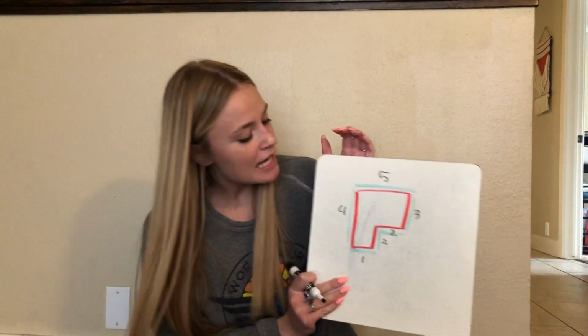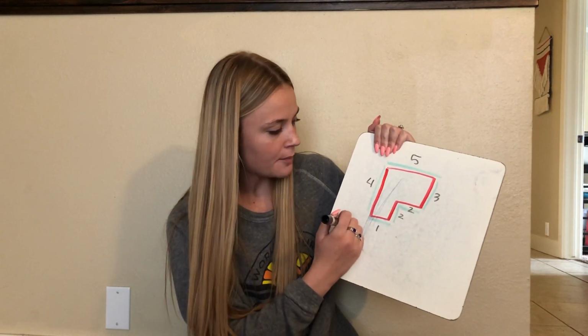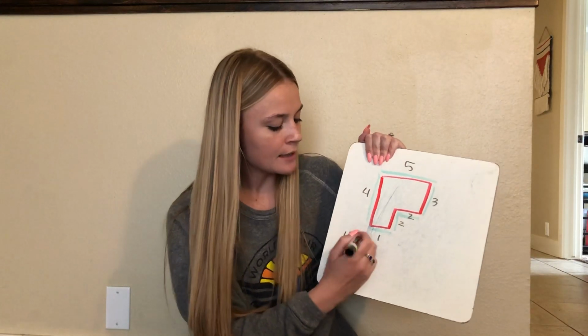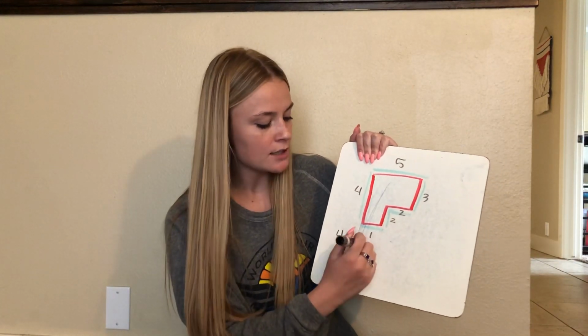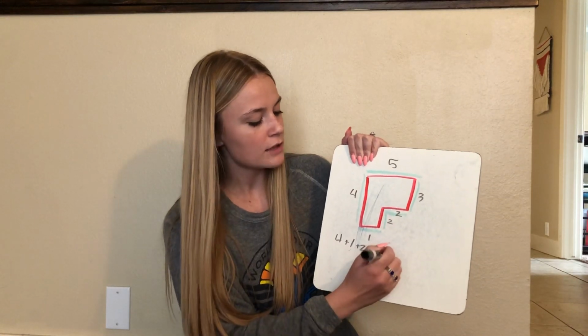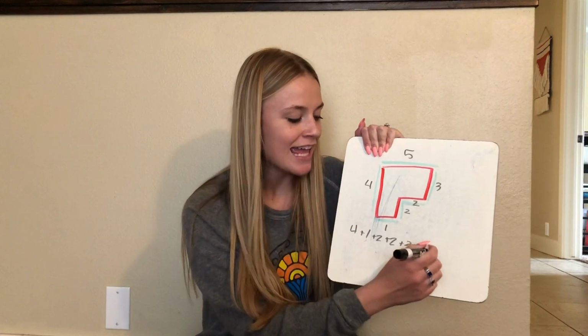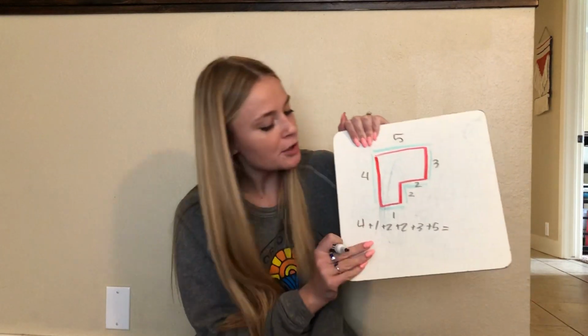And so then it says that you take all of these lengths and you add them all up. So we would do 4 plus 1 plus 2 plus 2 again for the other 2 plus 3 and plus 5 for the top, okay? And that would equal our perimeter.